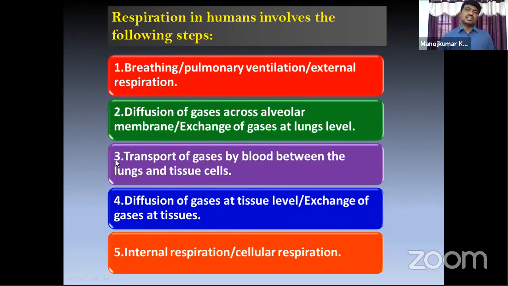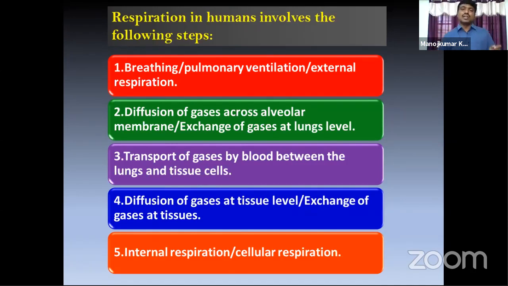Now the third stage in respiration is transportation of gases. What happens in the third stage? The transportation of oxygen and carbon dioxide. Students, the human respiratory system directly works along with the blood circulatory system. Remember this point, students. The human respiratory system works directly along with the blood circulatory system.